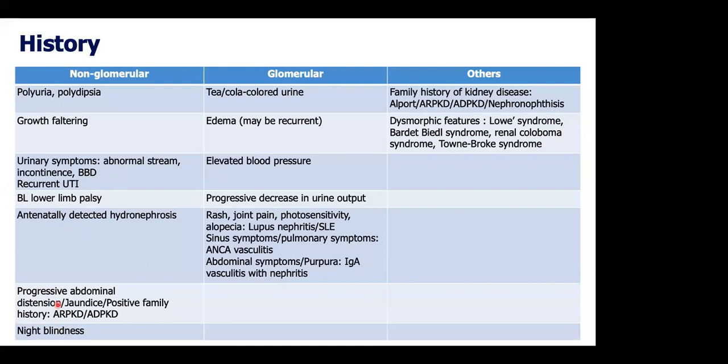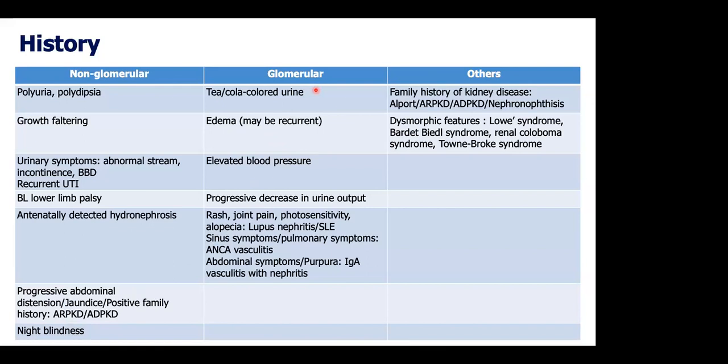And if there is progressive abdominal distension, jaundice with positive family history of chronic kidney disease, it might indicate ARPKD or ADPKD, which is polycystic kidney disease, and night blindness, which would also be seen in non-glomerular disease, is mostly associated with nephronophthisis. So glomerular diseases are notorious for early progression.